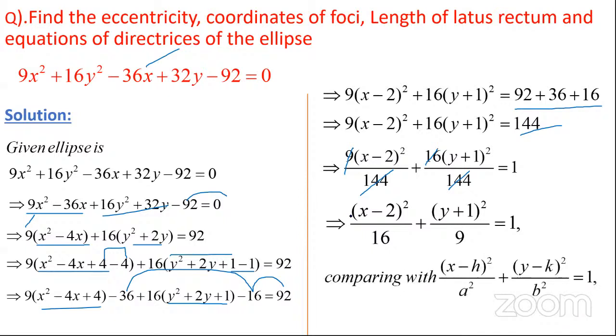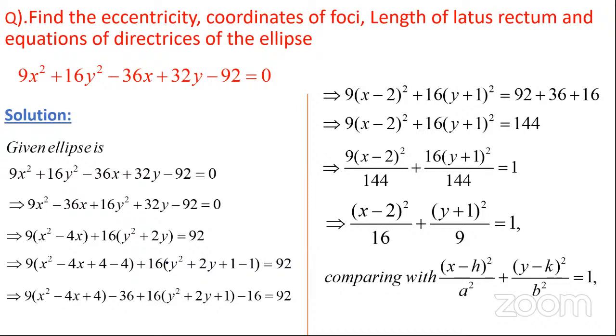Then comparing with x minus h whole square by a square plus y minus k whole square by b square equal to 1, the h value is 2 and the k value is minus 1, the a square value is 16, which means a equal to 4, and the b square value is 9 and the b value is 3. So this is the solving.